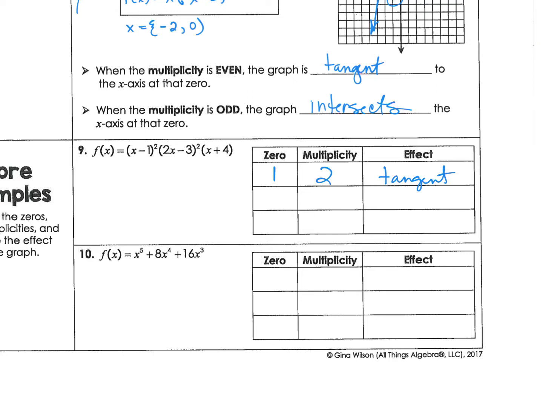Three over 2, right? Bring this over, divide by that. 3/2. What's its multiplicity? And so that means it's what? Tangent. What's the last 0? -4. What's its multiplicity? Power is 1, isn't it? So it does what? Intersects.